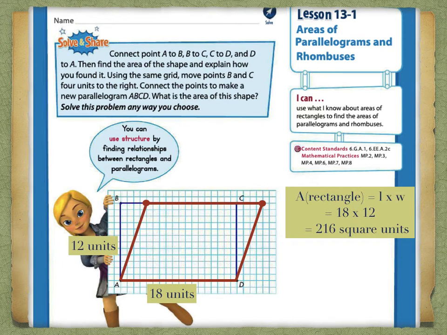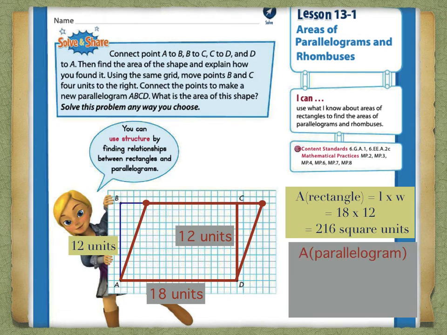So what is the area of this shape? This is a parallelogram. We know from the video that the area of a parallelogram is equal to base times the height. So in this parallelogram, the base is also 18 units and the height is 12 units. So the area of this parallelogram is equal to base times height, so 18 times 12, so that is equal to 216 square units. So here in the same figure, the rectangle and the parallelogram have the same area.